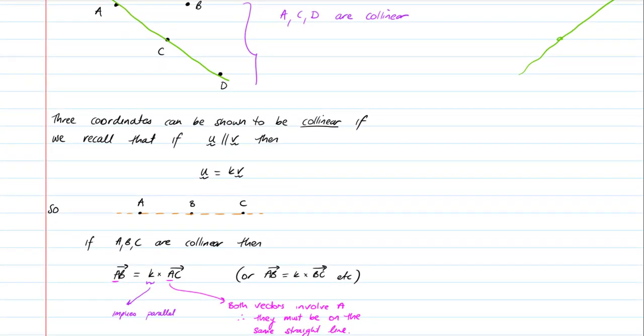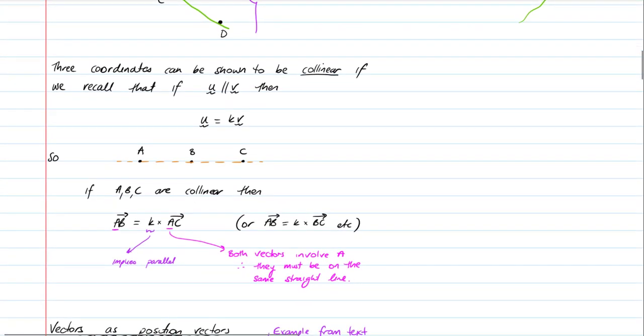Points can be shown to be collinear if we recall that if U is parallel to V, then U equals kV. So to show that A, B, C are collinear, we just have to show that AB is equal to some constant times AC, or some other variation. Maybe AB is a constant times BC, or AC is a constant times BC, for example. Both vectors involve A in the first one. That means that they're on a straight line, because we've got to be a little careful.